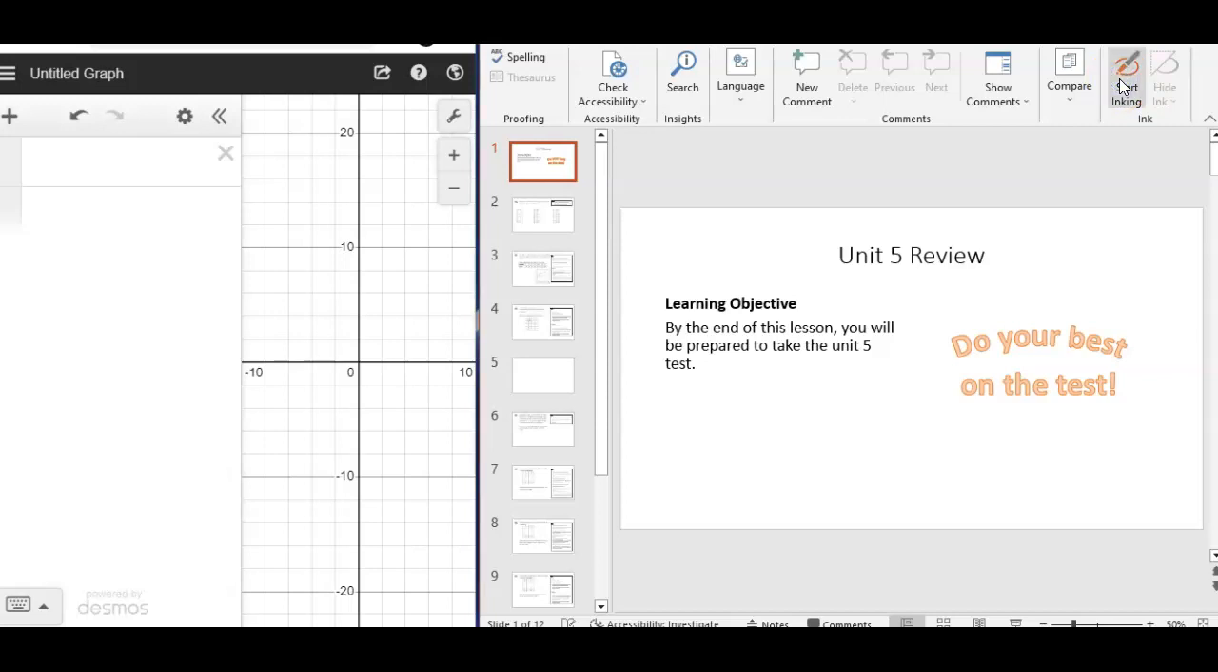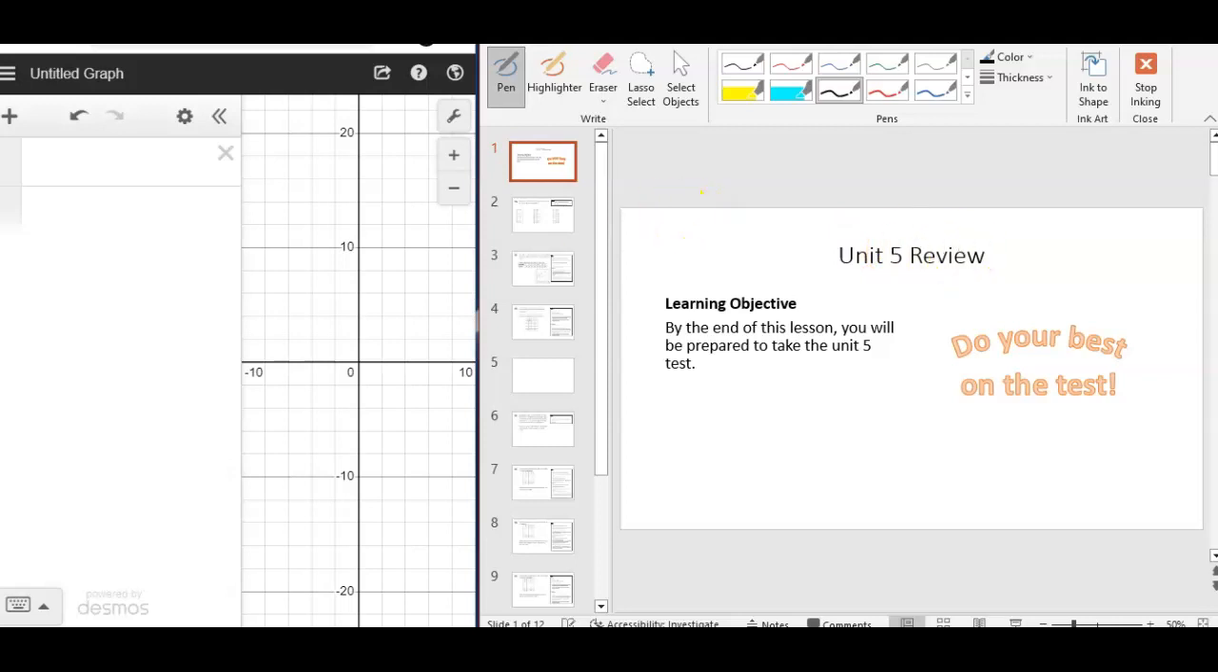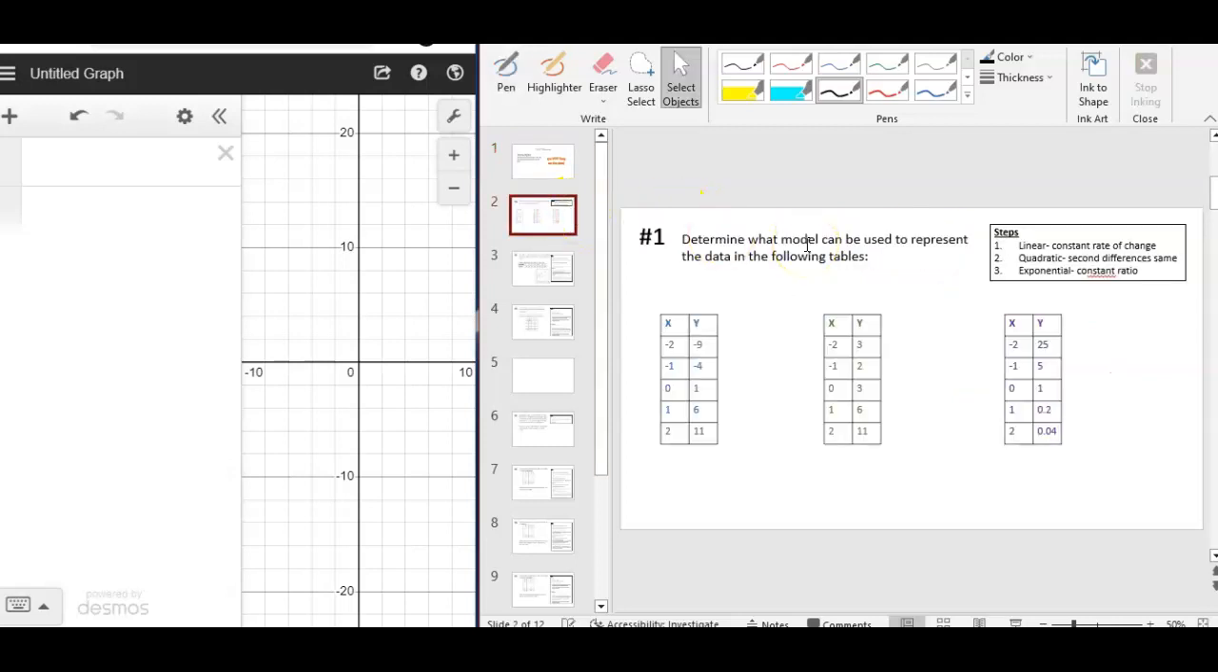So in this video, we're going to go over the problems that are in your Unit 5 test review. So in this first question, it asks what data model can be used to represent the data in the following tables. So how do you look at a table and determine whether you have a linear, quadratic, or exponential function?